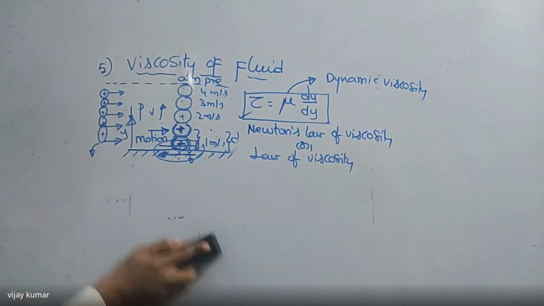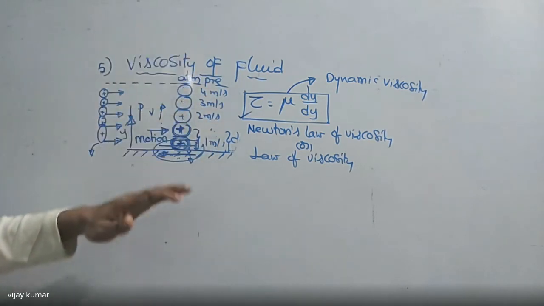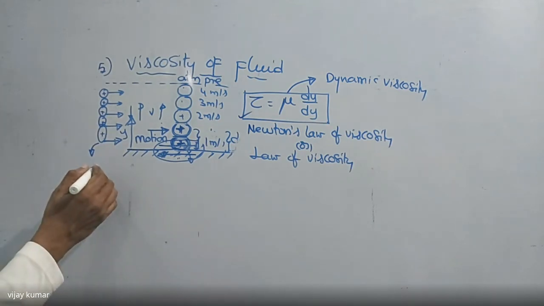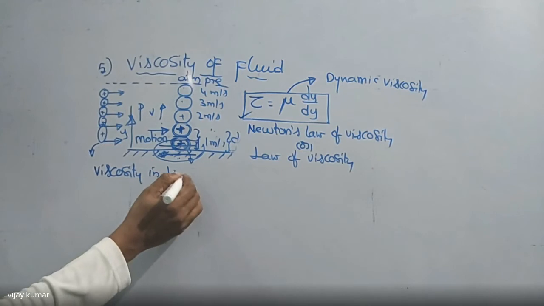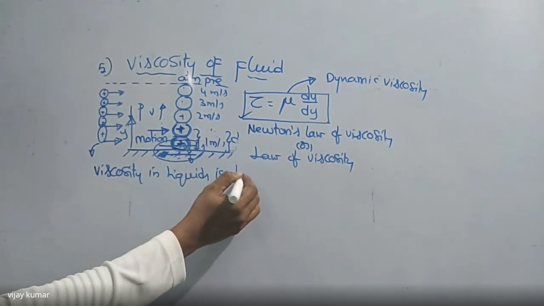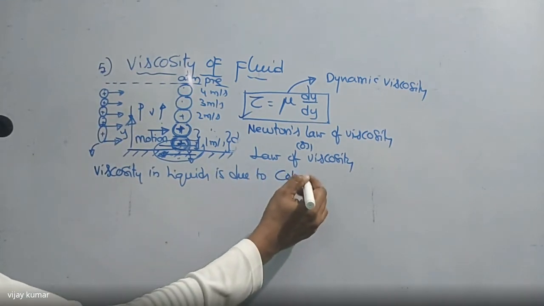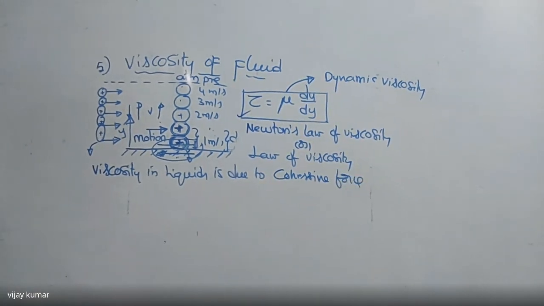Now tell me, what is the reason for reducing velocity here? The reason for reducing velocity is the force of attraction between the particles, which is nothing but cohesive forces. In the case of liquids, viscosity is due to cohesive forces. I'm writing here: viscosity in liquids is due to cohesive forces. So please take care.